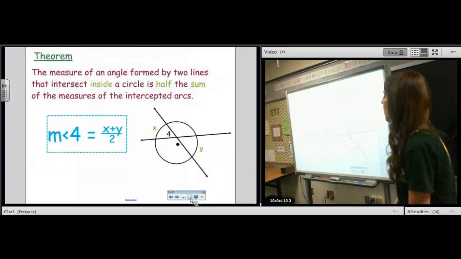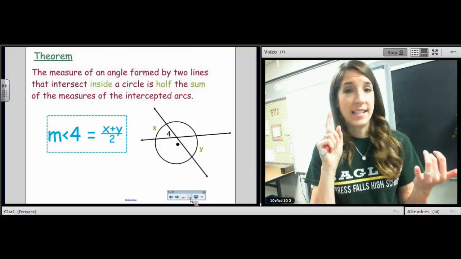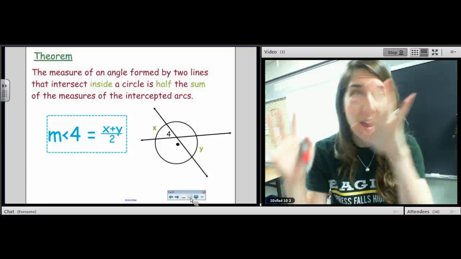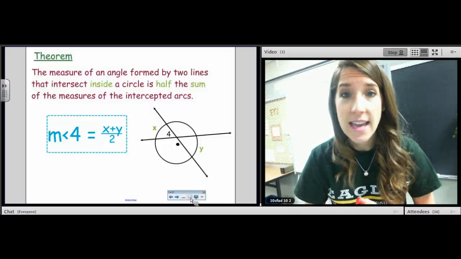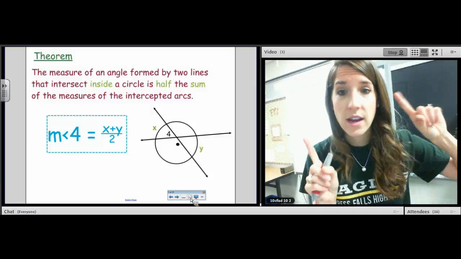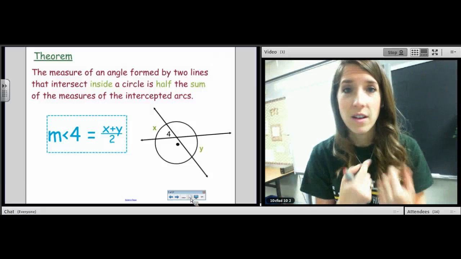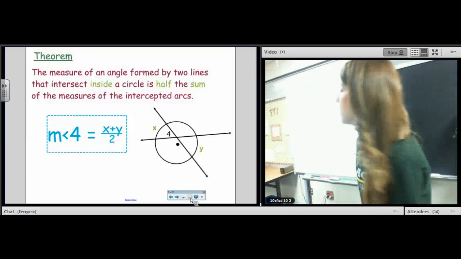Theorem number 1 of the day. If an angle's vertex is not the center and not on the circle, it's floating somewhere in the interior of the circle, then you take the 2 arcs that it intercepts, add them up, and divide by 2. So it's called finding the average. You're finding the average of the arcs that it intercepts.